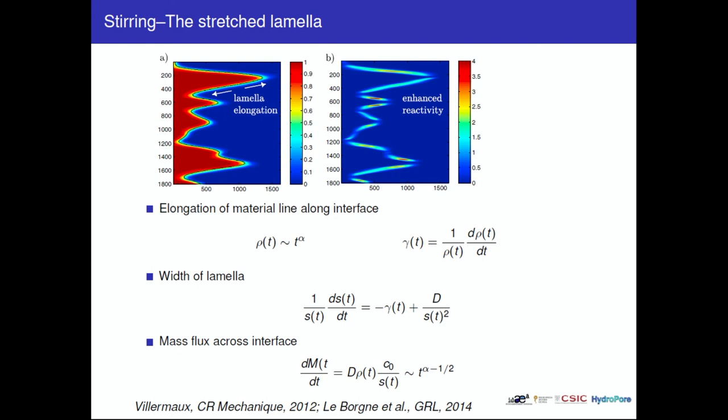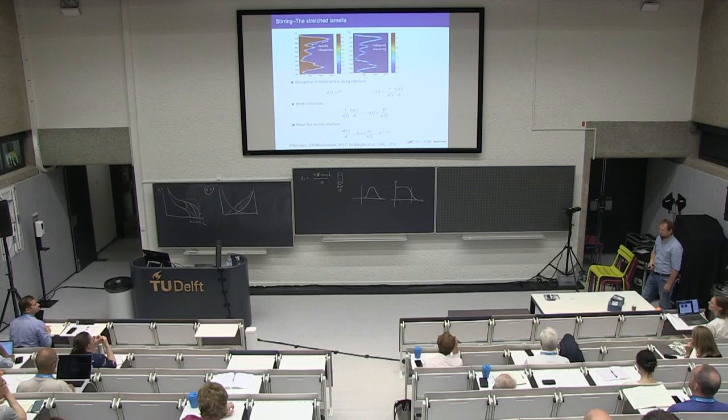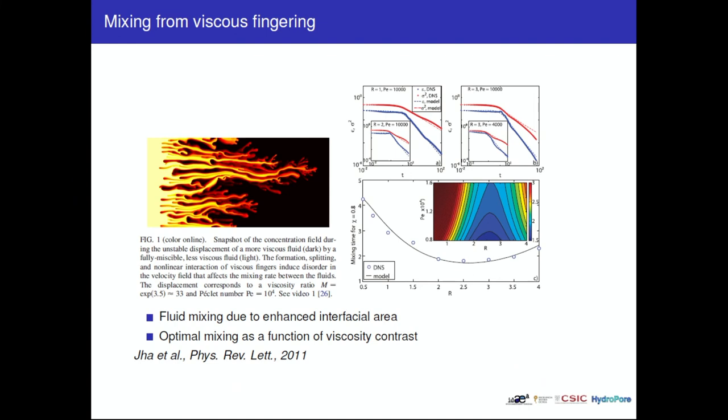So imagine that you have a finger structure developing. This would be alpha equal to 1. So this means the mass that you would dissolve would go like t^(3/2). So it's not going down, or it's not constant. This is something to have in mind when talking about solubility of hydrogen in the fluid. And with this, I think I stop.